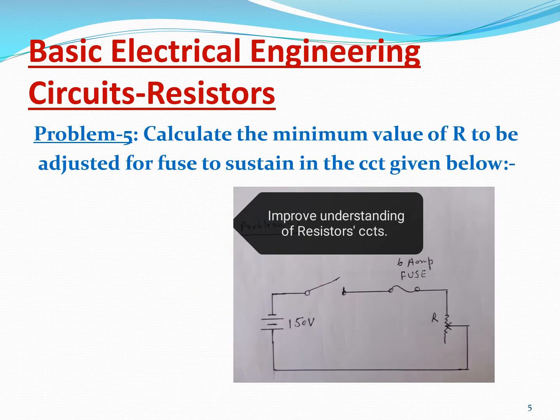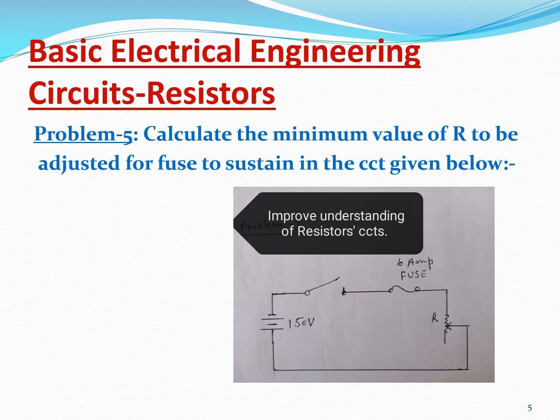Problem number 5. Calculate the minimum value of R to be adjusted for the fuse to sustain in the circuit given below. Now if you see, the fuse is 6 amperes, so up to 6 amperes the current can flow through R, isn't it? So it is 150 volt divided by 6, and that comes out to be 25 ohm.